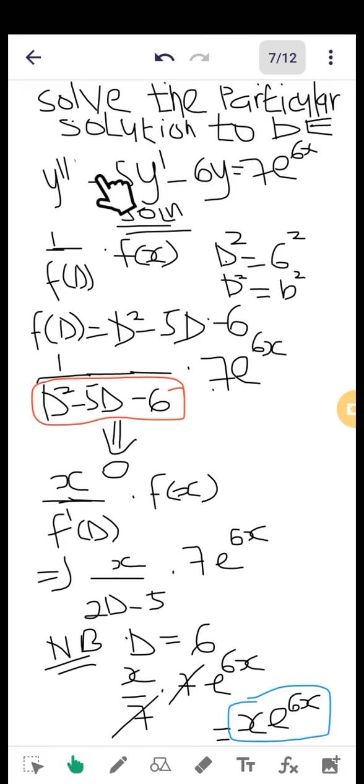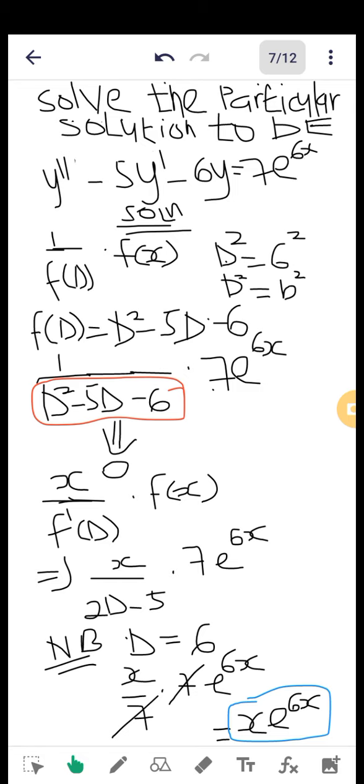But we are only interested in the left hand side. Okay, so quickly, upon deriving this, we find 1 over the f of d. So this 1 over f of d is 1 over d squared minus 5d minus 6. Then we operate it on 7e exponent 6x. Let's not forget, we also made a substitution here. Always, we should make our d squared equal to b squared. So here my b is 6.